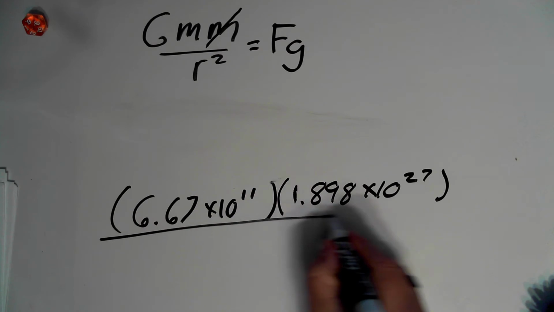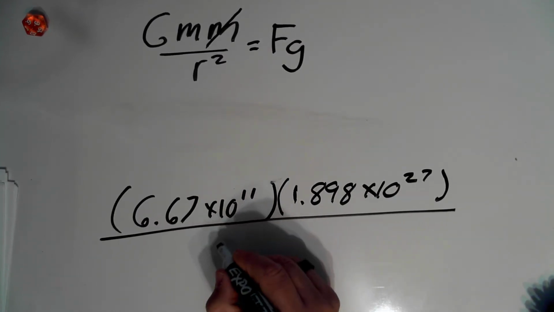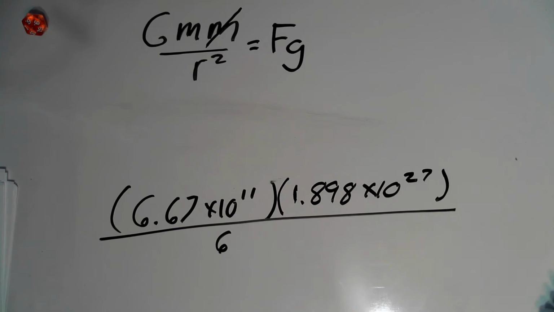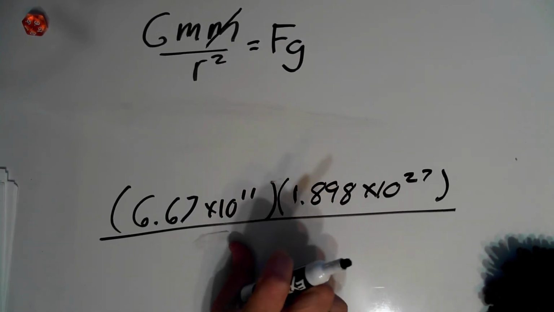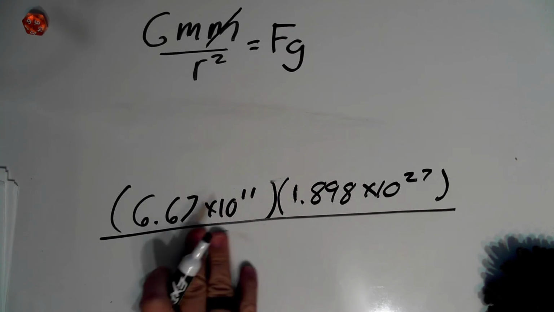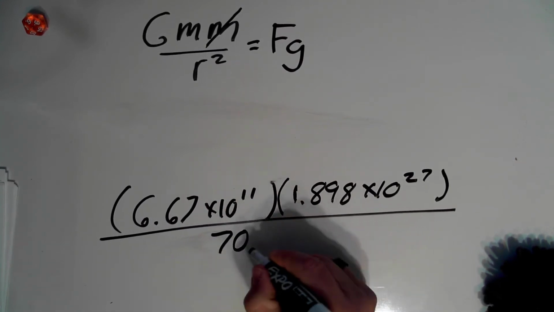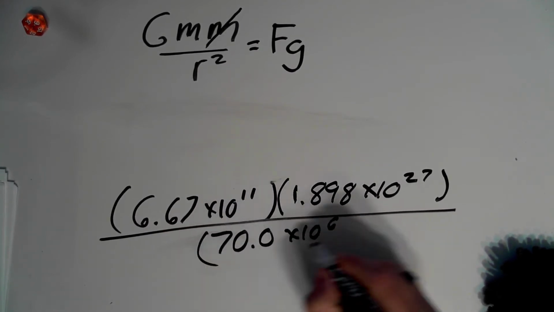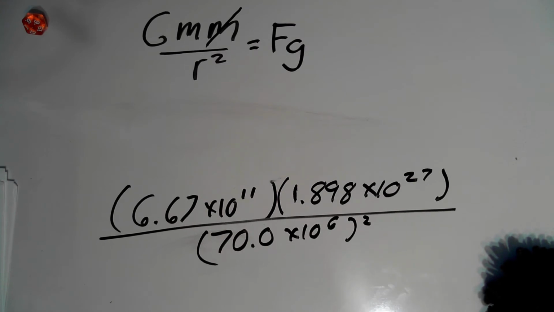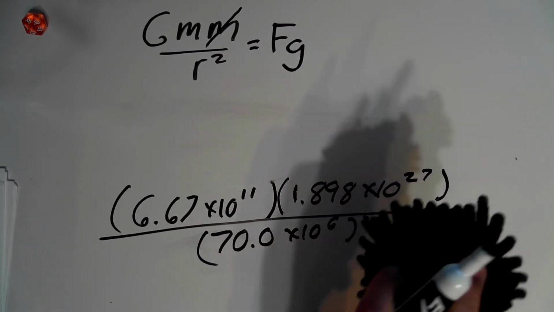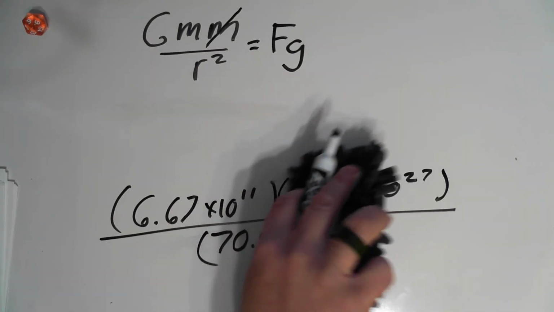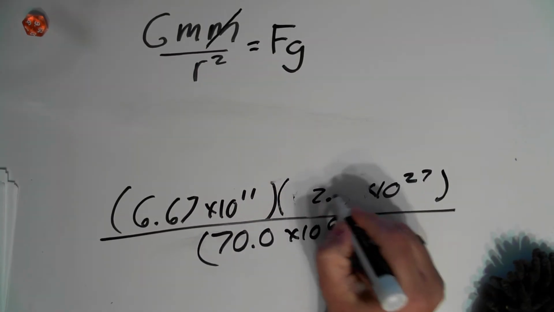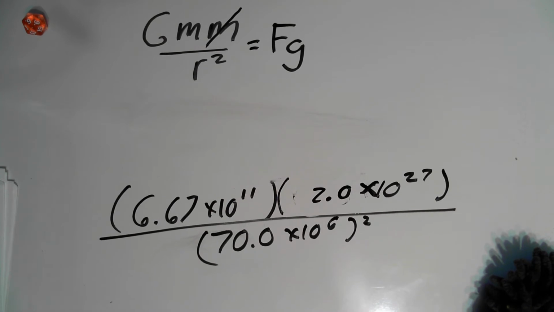Okay, I'm going to divide that by the radius squared, which is going to be, for simplicity's sake, 69.911 times 10 to the 6, but that seems pretty close to 70 times 10 to the 6th, and that's going to be squared. Okay, I could simplify things. I think I will, just to make things a little bit easier so they can get into the ballpark. This looked pretty close to 2.0. I'll leave the 6.67 because it's a little closer to 7, but not quite.